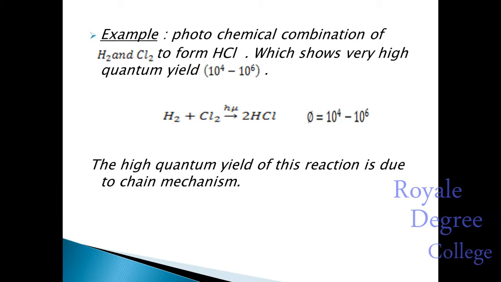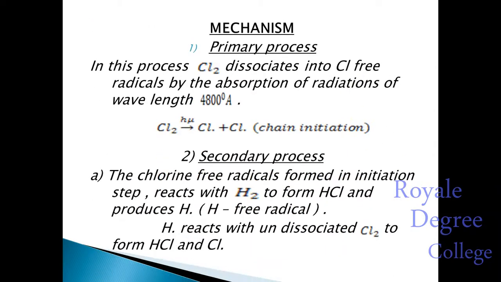Here you can see the reaction: hydrogen reacting with chlorine in the presence of light, and we are getting 2 moles of HCl. Here the quantum yield, phi value, is equal to 10 to the power 4 to 10 to the power 6. That is high. So the high quantum yield of this reaction is due to what? Due to the chain mechanism. Now we'll see the mechanism.